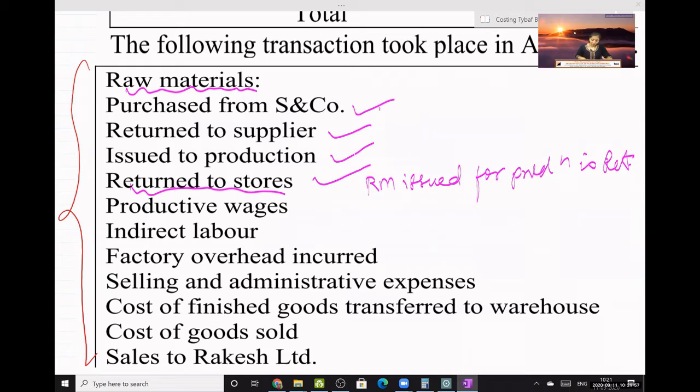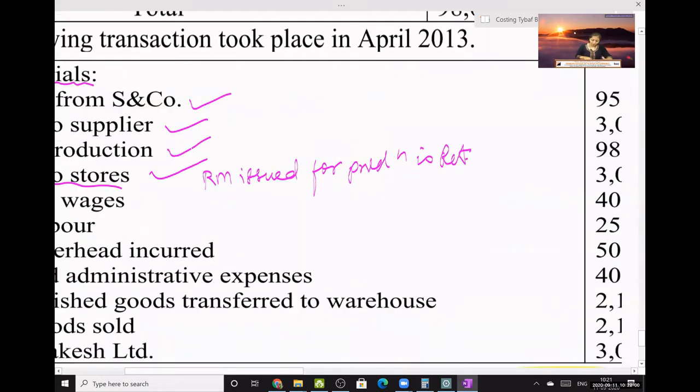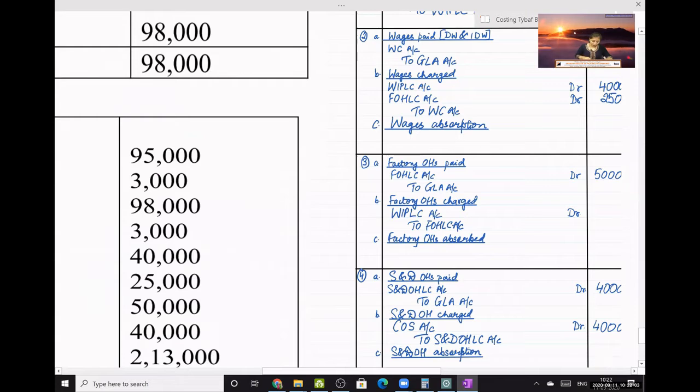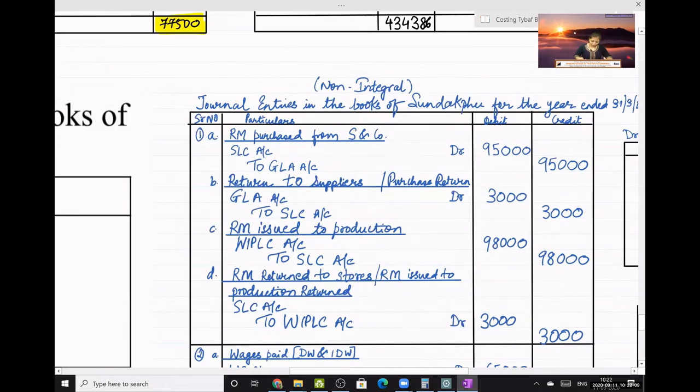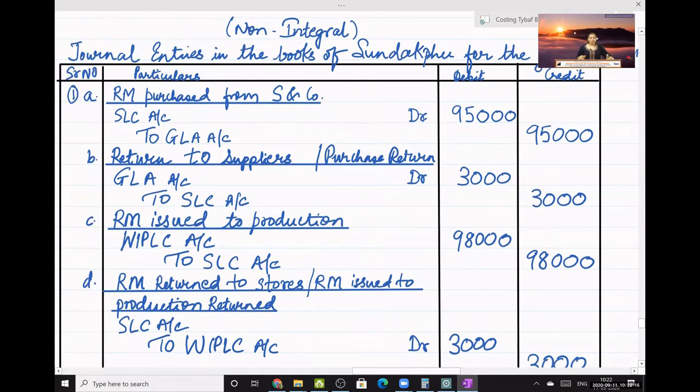Okay, तो चलो, let us write down journal entries. So see, you can see here. Right now. Raw material purchase from SN company, or you can write raw material purchased on credit. You can give this heading also. I repeat, journal entry number 1A, 1B, 1C, 1D. Okay? So raw material purchased from SN company, or you can write raw material purchased on credit. एक ही बात है. Okay, so SLC to GLA 95,000.